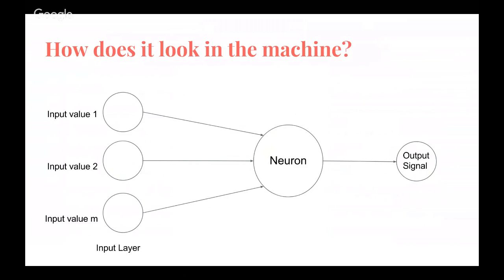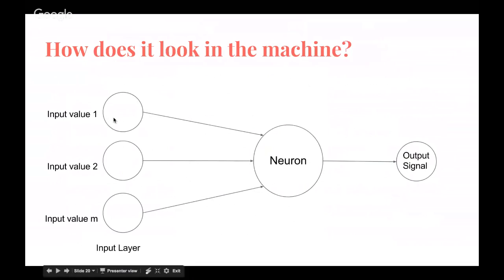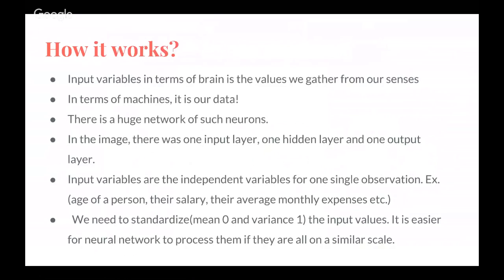So in these input variables, we pass the values of one observation, and the neuron processes it, and the output signal is for that observation. Just remember that we need to standardize these values. What does that mean? It means that they should be on the same scale, because we have age and we have salary. So we need to standardize or normalize them so that they are all on the same scale, and the neural network can process those values. We'll look at it later. Don't worry about it right now.